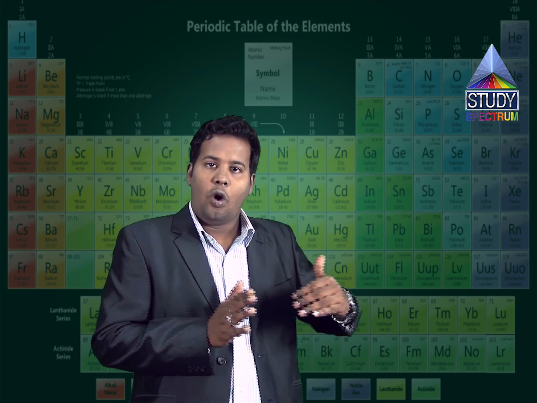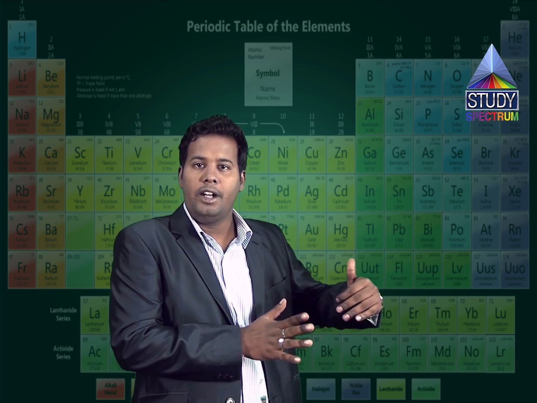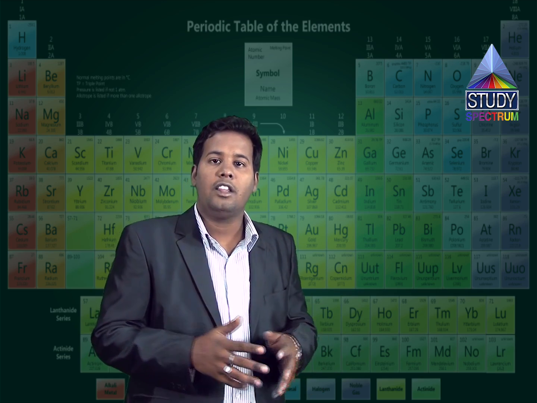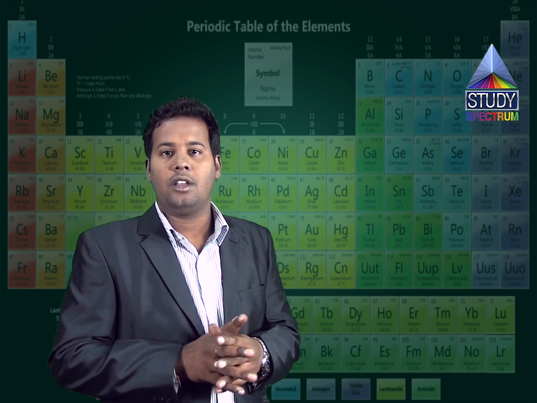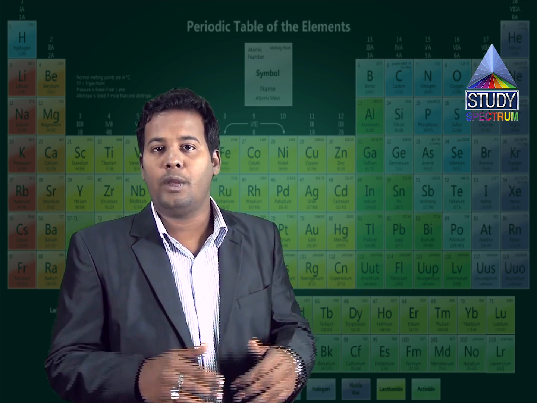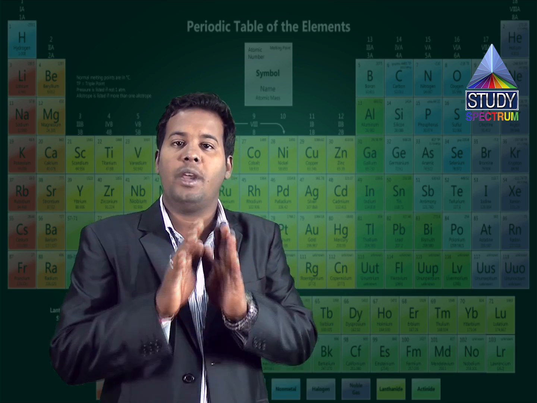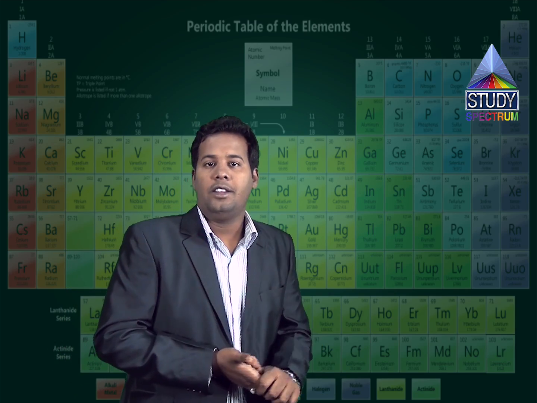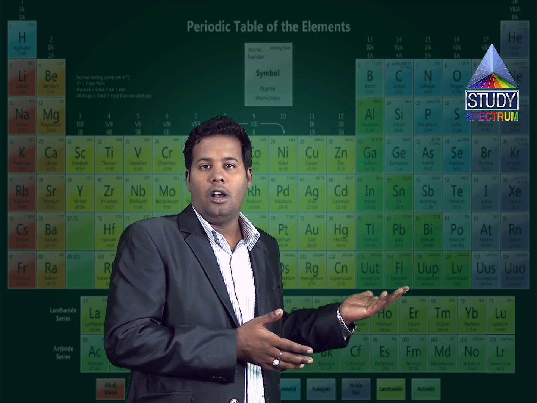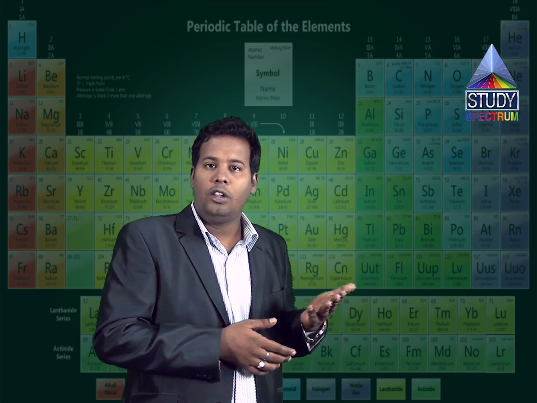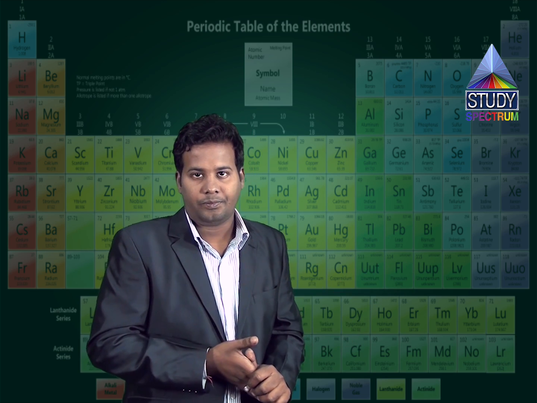He removed all the different demerits of different scientists and gave a new law: that the physical and chemical properties of different elements are a periodic function of their atomic numbers, but not atomic masses. And this is how he formed the modern periodic table which we see now, and removed all the demerits of different scientists.